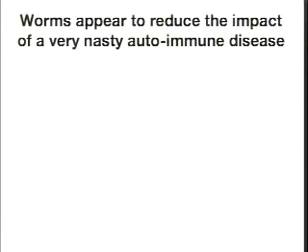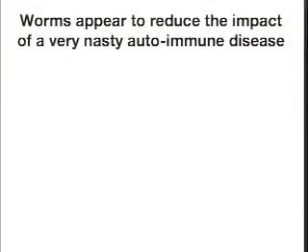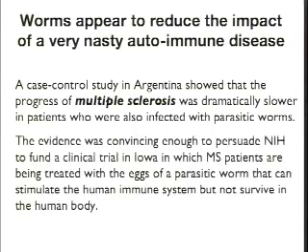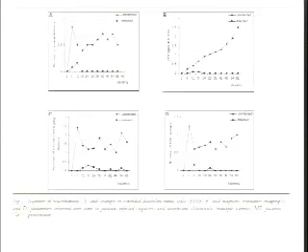So, to me, the most dramatic is this one. Worms do appear to reduce the impact of a very, very nasty autoimmune disease for which there was no known cure. There has been a case control study in Argentina showing that the progress of multiple sclerosis is much, much slower in patients infected with parasitic worms. And this evidence was convincing enough that the NIH is now funding a clinical trial in Iowa in which MS patients are getting pig whipworms, and they are trying to stimulate the immune system the way that a worm would, but without causing a worm infection in these patients. So let me show you the data.